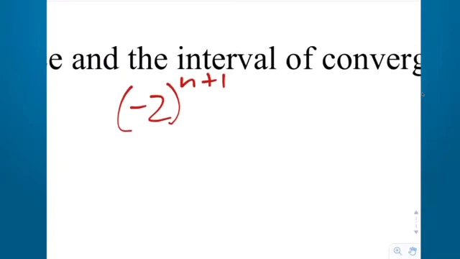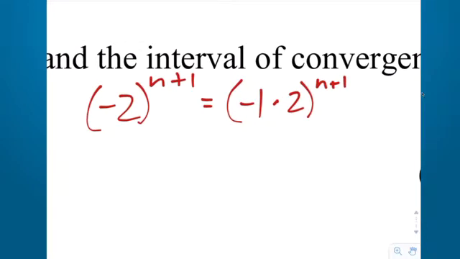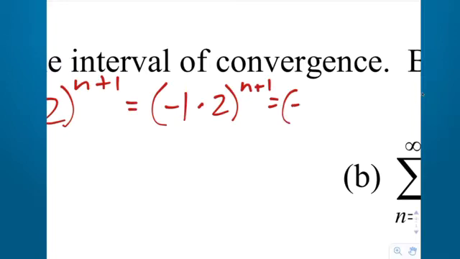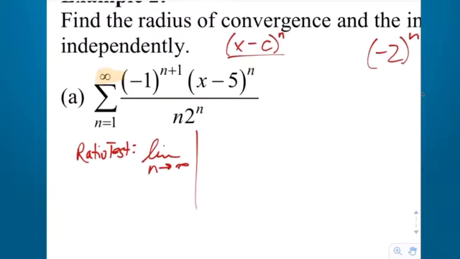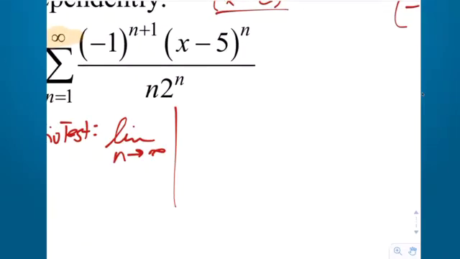How can you separate the alternator from the magnitude generator? Yeah, you have to do some kind of factoring. -2 is the same as -1 times 2, right? And then because they're two separate factors, you can give each of them their own exponent. So you could do that and then this. Okay, so that's how you would separate. And sometimes that happens, like on a geometric series. But in this case, it's just -1. So we don't have to worry about that.